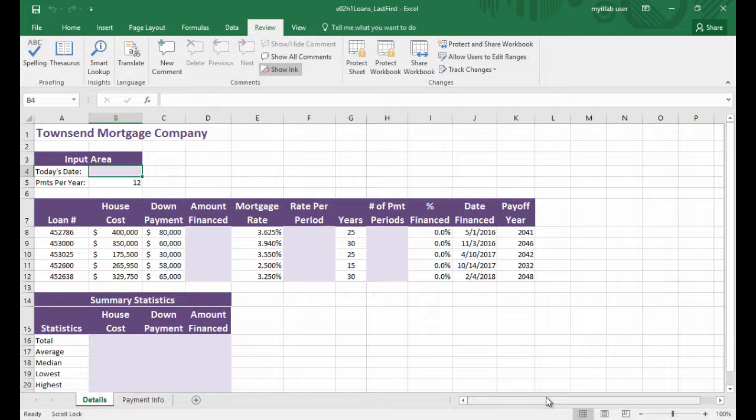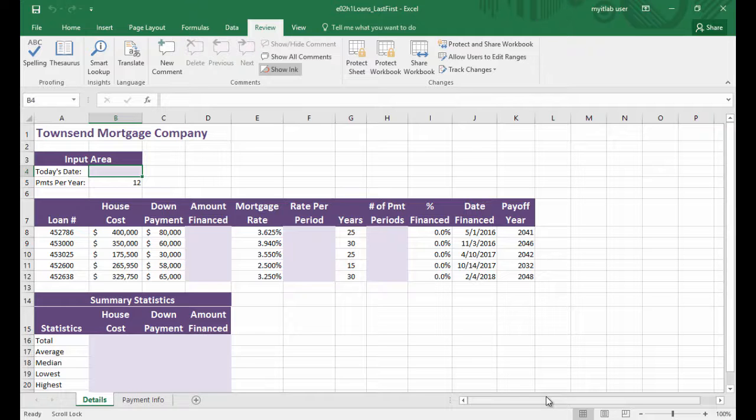Erica Matheson, a mortgage broker at Townsend Mortgage Company, analyzes mortgage data. She wants you to help her with the analysis, so she has provided you with a list of 5 mortgages to begin with. The worksheet contains the loan number, house cost, down payment, mortgage rate, and the length of the loan in years. You will enter formulas to perform basic calculations that can help her when visiting with the clients.